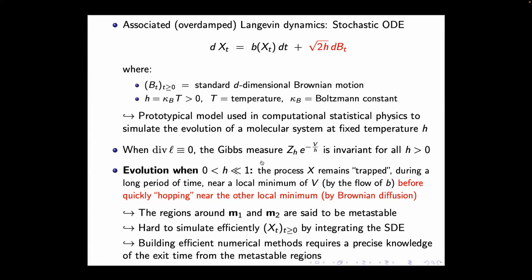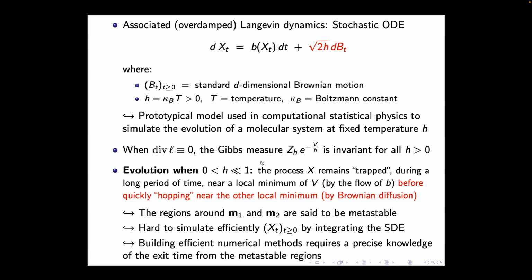And what we are interested in is the behavior of this equation when H is small, that is, in the low temperature regime. So when H is small, the process X remains trapped for a long period of time near a local minimum of V, because it is sent near this local minimum of V by the flow of B, which sends the trajectories around M0 or M1. But then, after quite a long time, it will hop quickly near the other local minimum because of the Brownian diffusion with low amplitude.